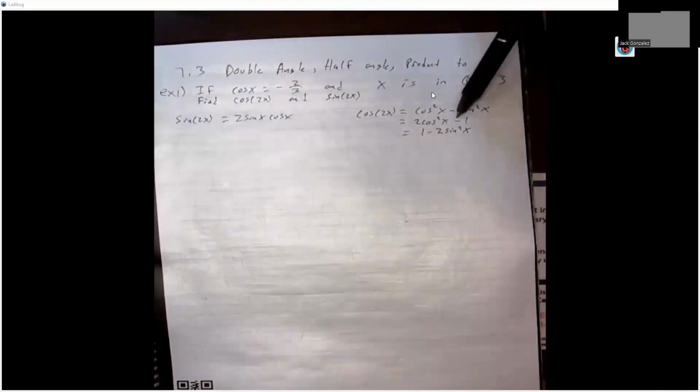So any of these are fine. We can use any of them. Now, they gave us cosine, right? So technically, you could use the second one and just get the answer right away. But on sine 2x, you're going to need cosine, which was given, and the sine. So either way, you're going to have to find sine. So let's do that next.